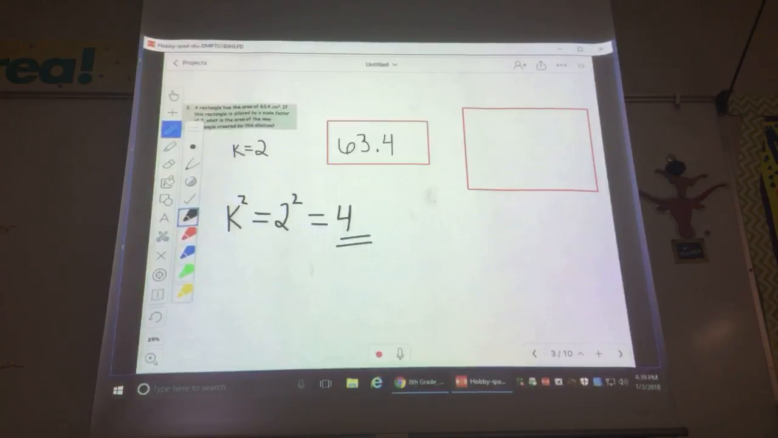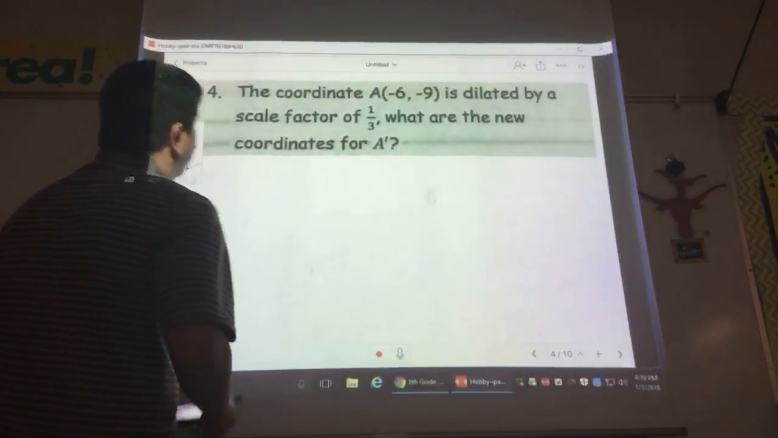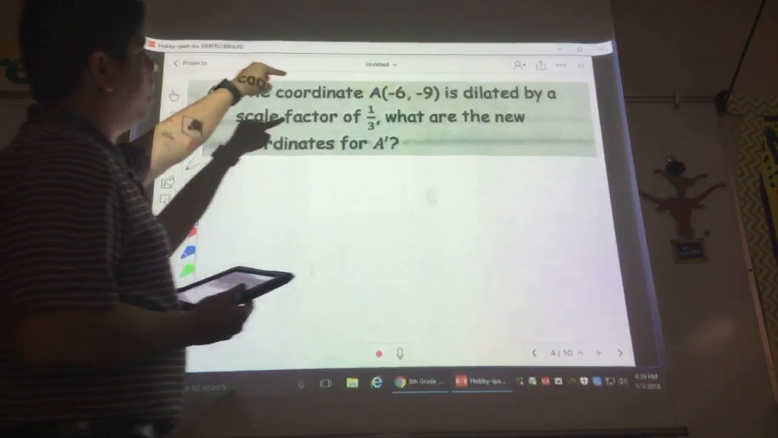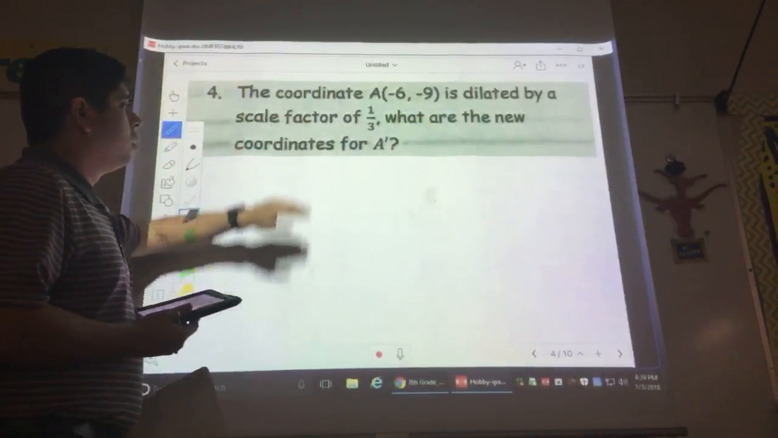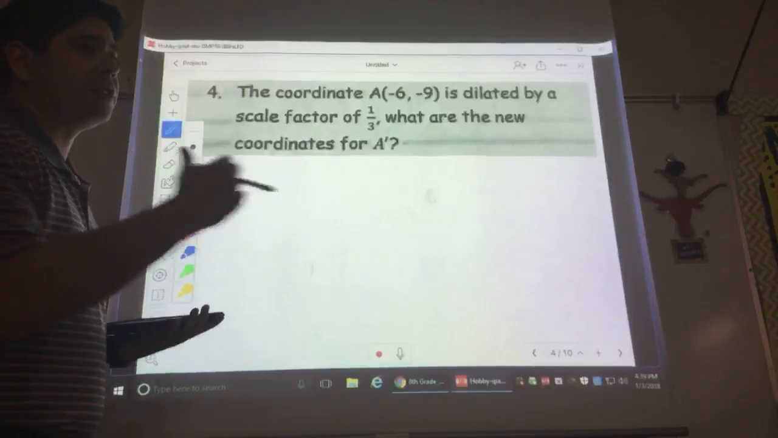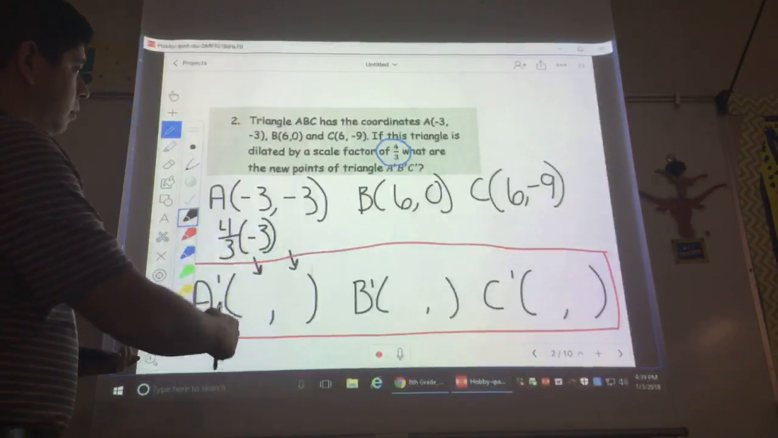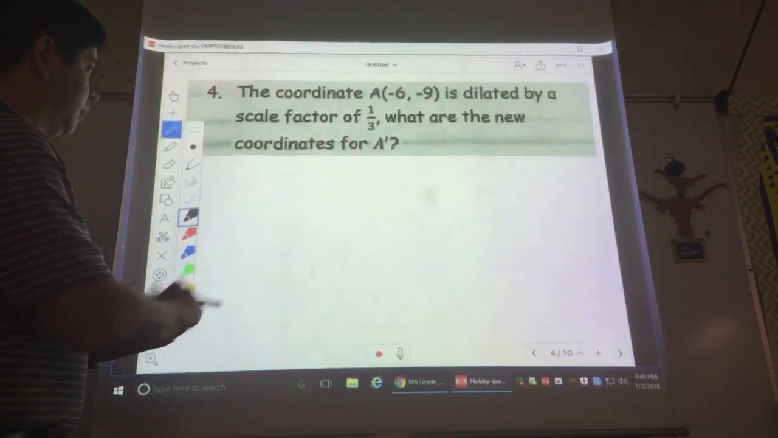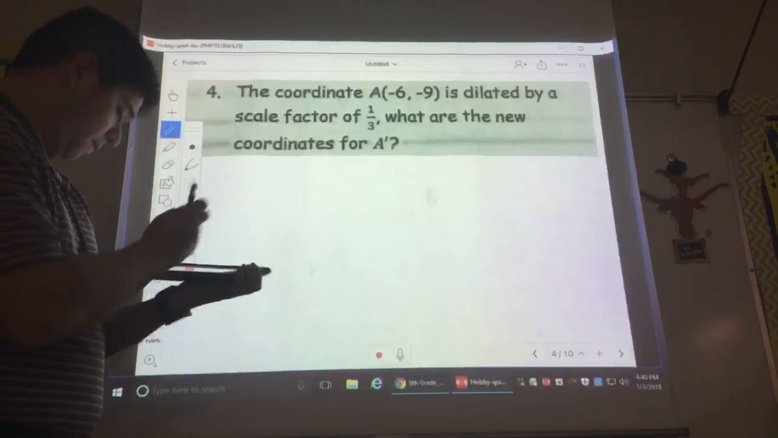All right, that was number 3. Let's go to number 4. It says the coordinate A, -6, -9, is dilated by a scale factor of 1/3. What are the new coordinates for A? This is just like number 2, okay? But the only difference is it only has one coordinate, which is -6, -9.